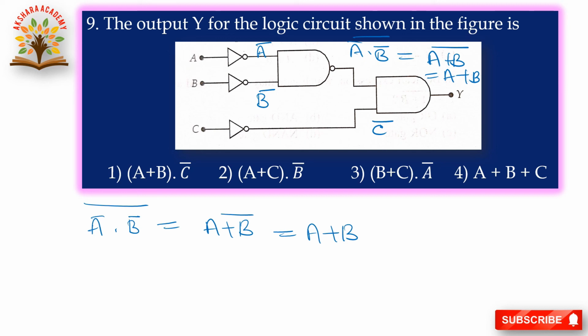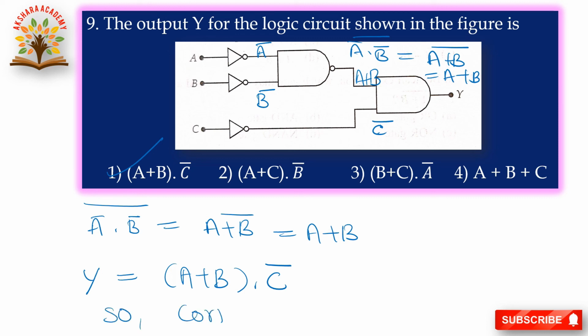Now here this is A plus B, this is C bar, so the output Y is equal to (A plus B) dot C bar. So which option is correct? First option is correct. The correct option is 1. So the first option is correct, that is output Y is equal to (A plus B) dot C bar. Now we will go to the next question.